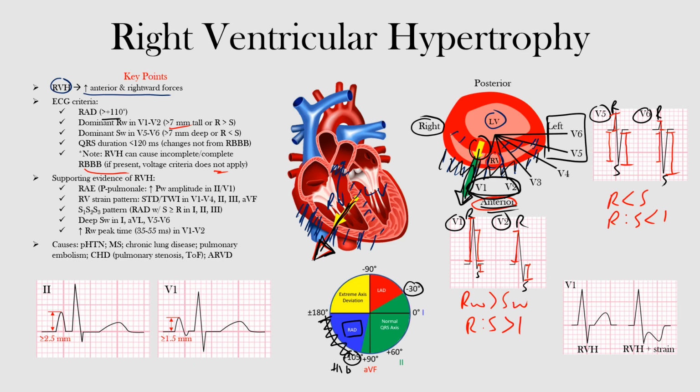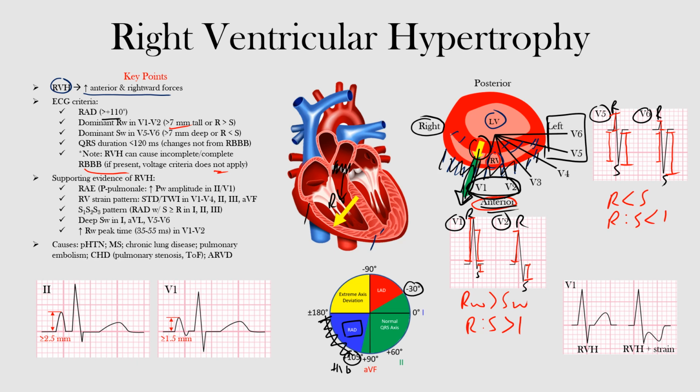The first one here is P pulmonale, which is a sign of right atrial enlargement. We would see an increase in P wave amplitude in leads 2 and V1. So just think about what's going on. Let's erase this so you can see what we have. Again, we have our right ventricle, so we can have some increased resistance from our pulmonary artery, and in that case we can have a backup of pressure.